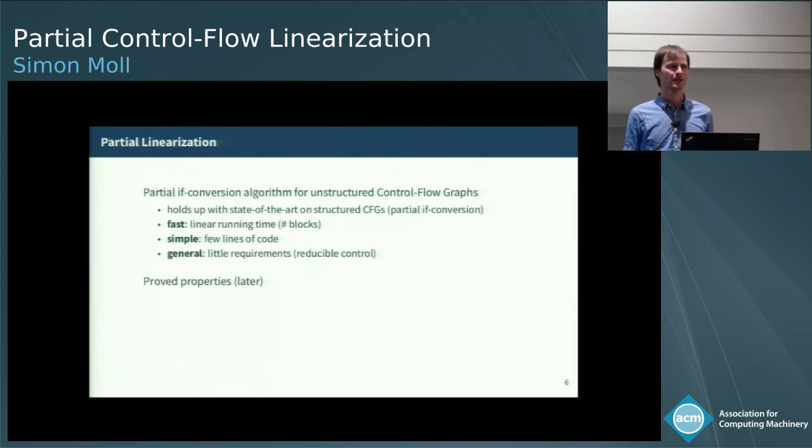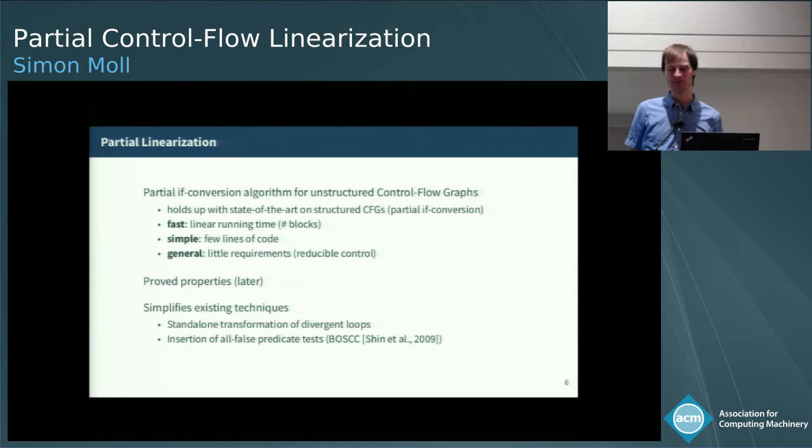And we also proved a couple of properties that we'll detail later. And we used those properties to simplify existing techniques for automatic vectorization. So these techniques are re-implemented, exploiting the properties of our algorithm, so these techniques in turn become much simpler. And we've done this for the transformation of divergent loops into uniform loops in a standalone transformation pass. And we also present an approach that inserts all-false predicate tests. That's also known as BOSCC. That's becoming much simpler. And we show this later as well.